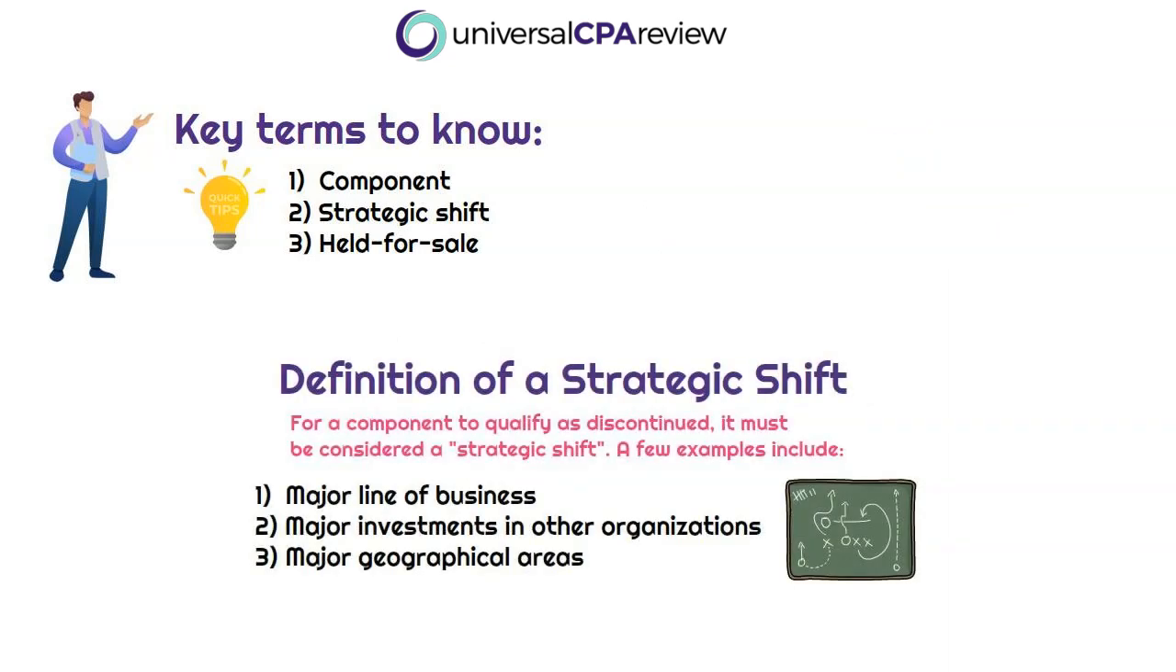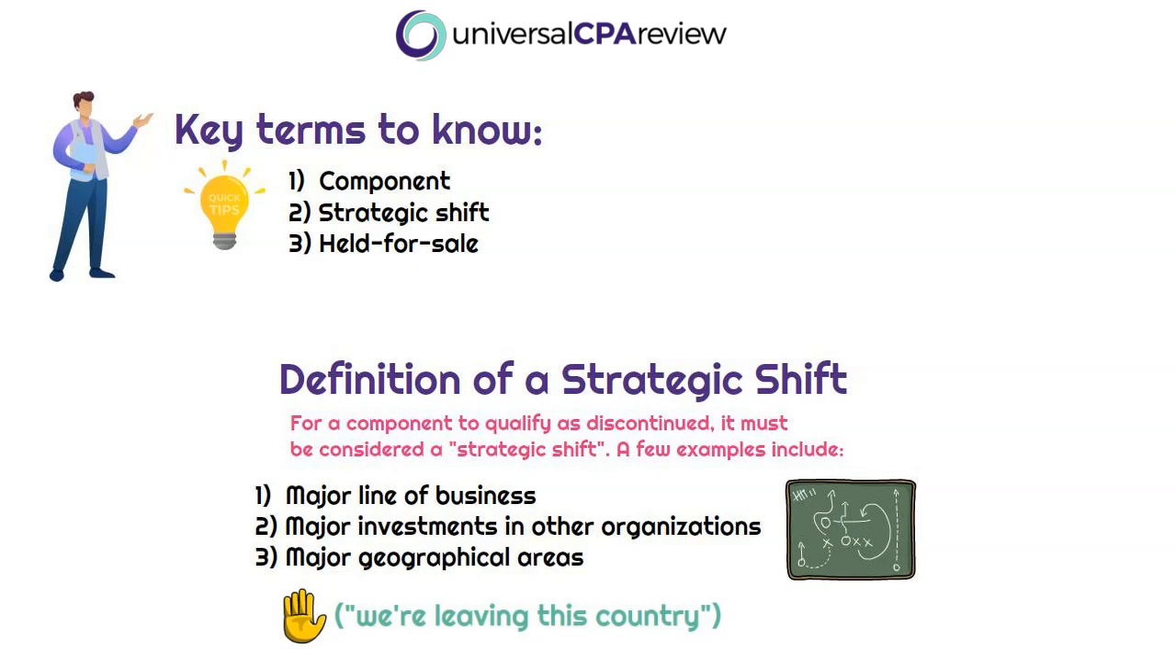And that's one of the other key requirements. It must be a strategic shift, right? So this sounds very similar to a component, but basically it's a major line of business that is going to be sold, right? So the business will fundamentally change. We may have investments in other organizations, like through the equity method. If we sell that, it's going to significantly shift our strategy, or it could be related to geographical areas, meaning we're no longer going to sell in this area because we're selling off this reporting unit or this subsidiary, right?